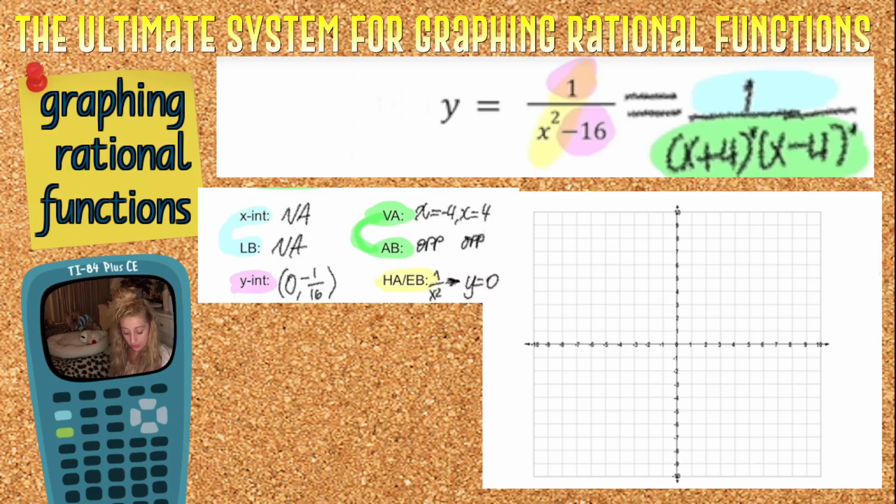So let's go ahead and put everything on here. My y-intercept is -1/16, so it's right under the origin. Just really remember that. My vertical asymptotes are at -4 and +4.